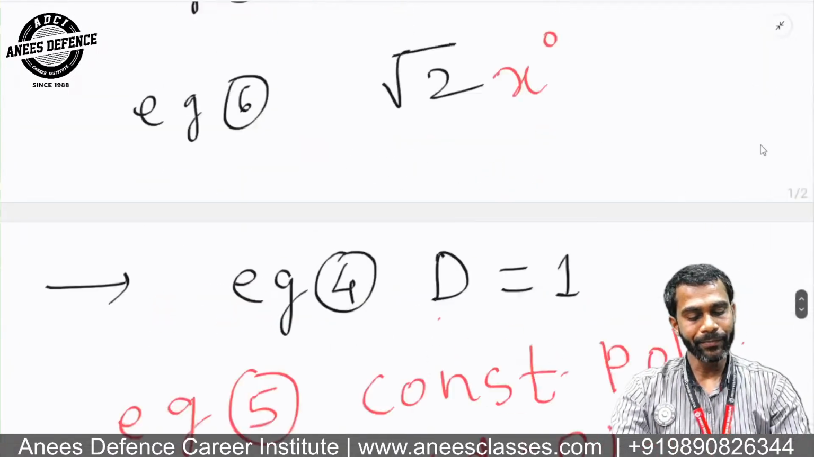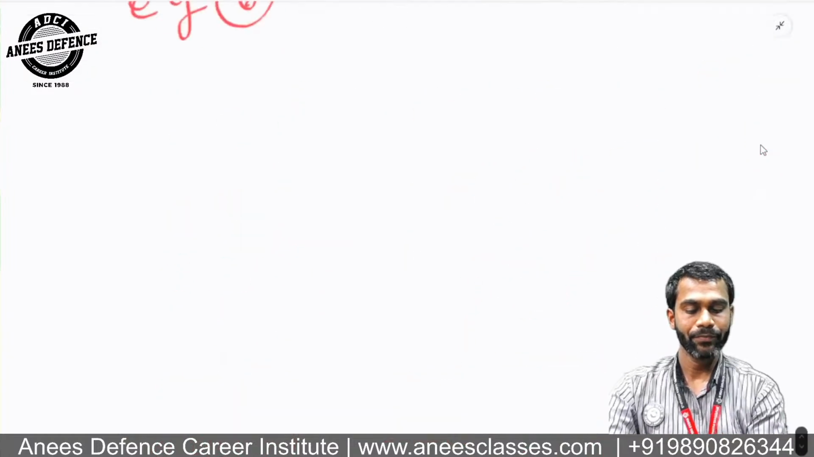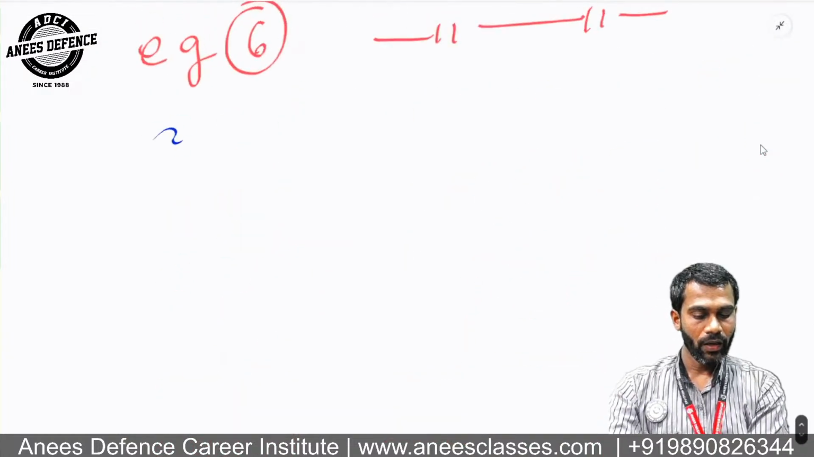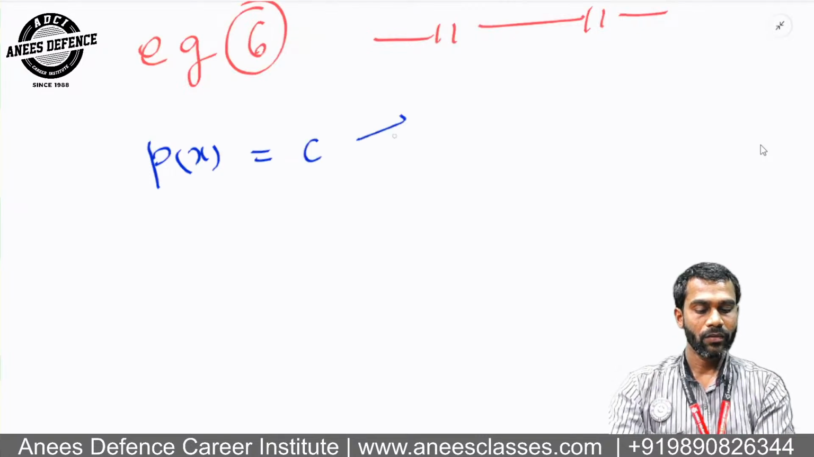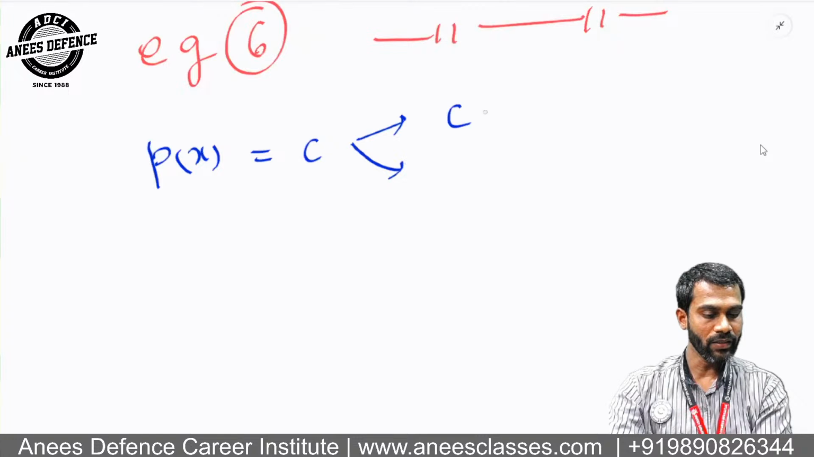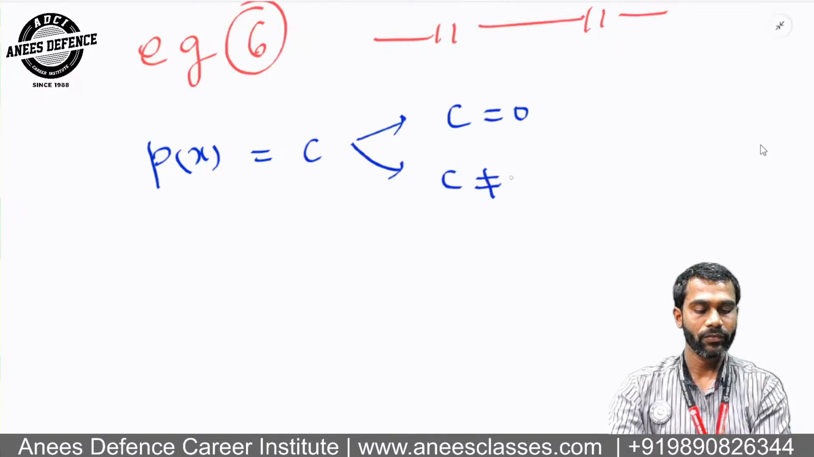See, always remember one thing. Any polynomial of the form p of x is equal to c. There can be two cases. C is 0 and C is non-zero. If C is non-zero, I can say constant polynomial. Yes or no? Constant polynomial with degree 0.